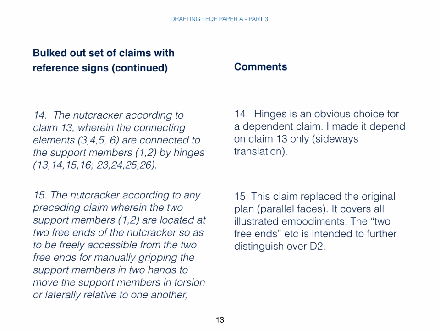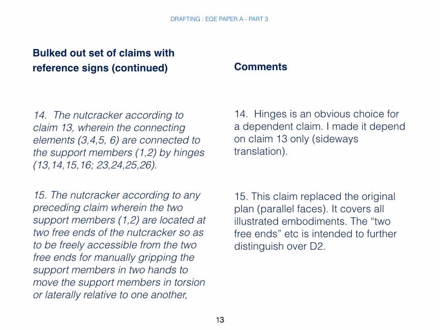We're coming up to near the end of our set of claims. It's Claim 14. We have Claim 14 at the top. The Nutcracker according to claim 13, wherein the connecting elements 3, 4, 5, 6 are connected to the support members 1, 2 by hinges 13, 14, 15, 16, 23, 24, 25, 26. And there again, hinges is an obvious choice for a dependent claim. It covers the client's second embodiment of figure 7 and so on, and it excludes the first embodiment. And this takes us to our last claim, which I have changed during the write-up.